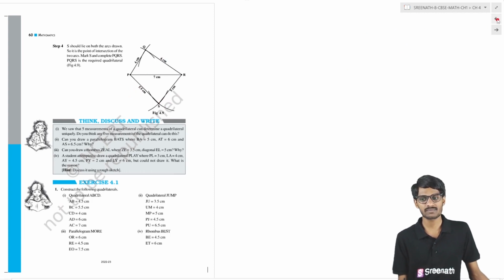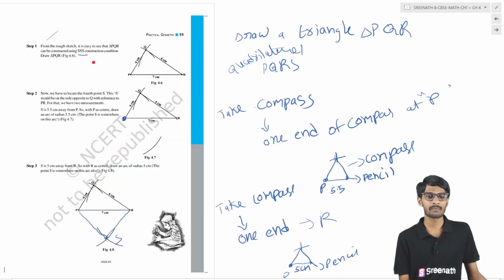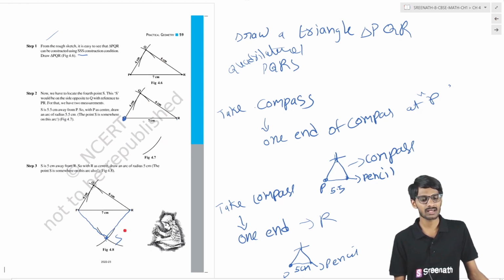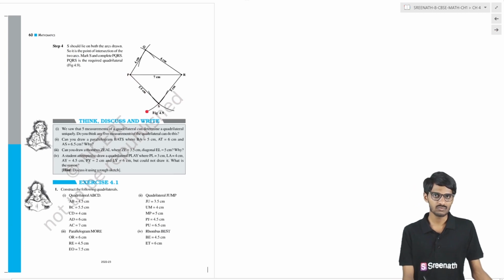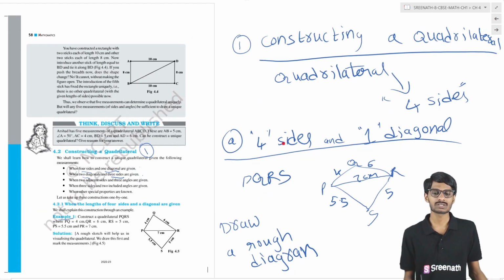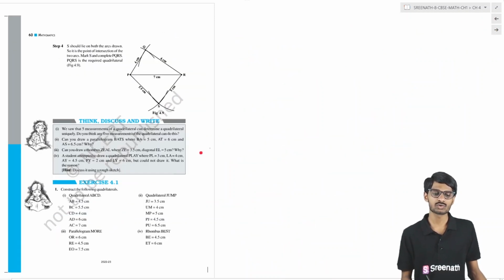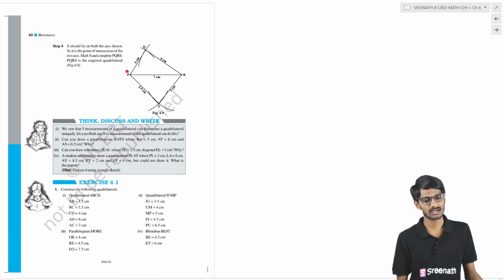So these are the 5 steps. What is the first step? That is forming the triangle. Next step, drawing one arc from P and another arc from R. After that you will find a point. After that, the next thing is drawing line segments. So in this way we can construct a quadrilateral when 4 sides and 1 diagonal are given. Okay, students, using this you have to draw quadrilaterals for these problems.